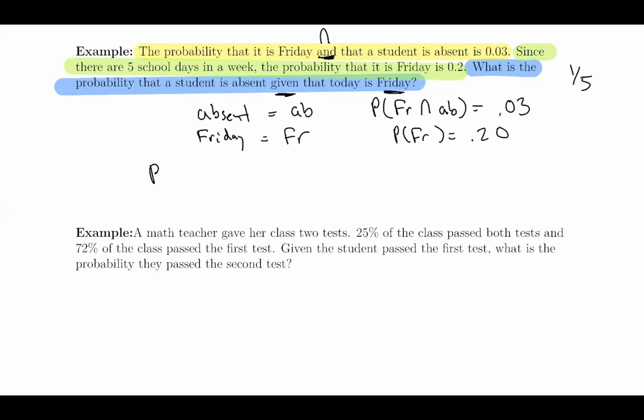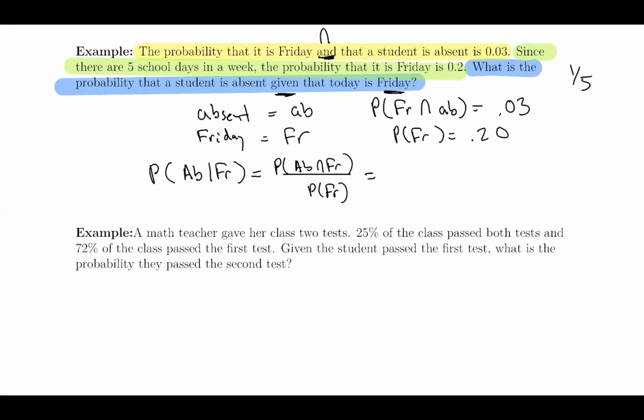So we're gonna write it: probability a student is absent given that today is Friday. So this is information we already know. We already know it's Friday. So we want to see what is the likelihood that a student is absent. All right. So for this one, we're going to find the probability absent and Friday divided by probability is Friday.